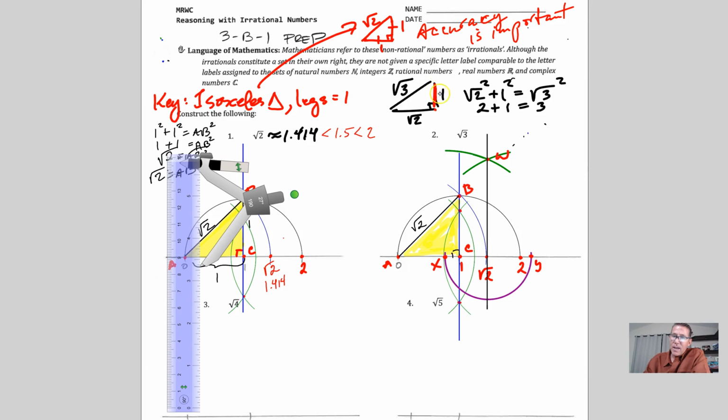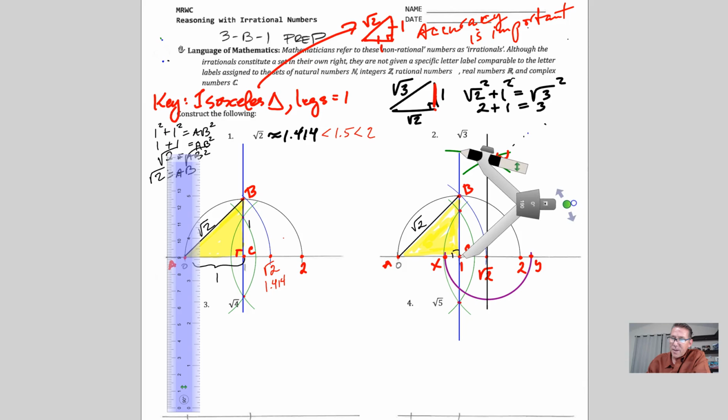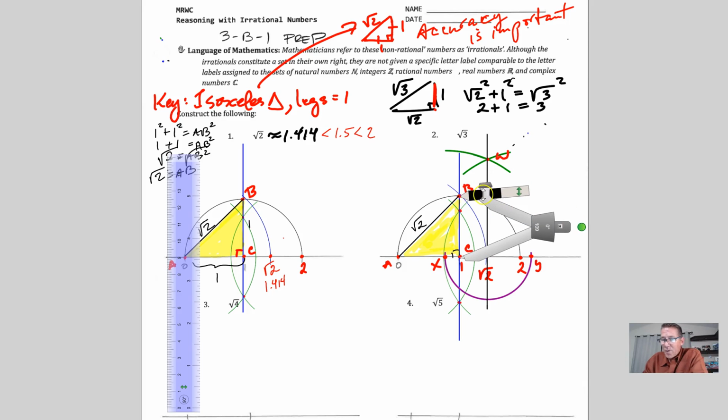Now I've got to get the vertical segment of length 1. I've got from A to root 2 is obviously length root 2. I need a vertical segment of length 1, and that's easy to get. It's just from B to C. So I'm going to bring my compass over here. I'm going to adjust it from B to C. Again, pause the video if you want to. Okay, so it's right there from B to C.